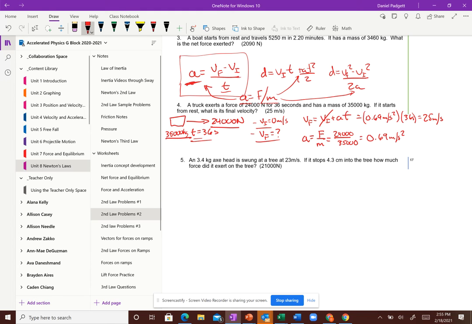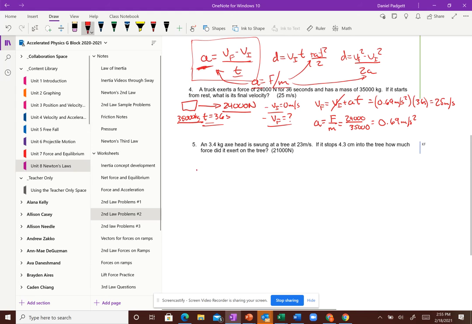In the second problem, we have a 3.4 kilogram axe head swung at a tree at 23 meters per second. So we know our mass is 3.4 kilograms. We know that axe head, as it was moving into the tree, is traveling at 23 meters per second, so that's going to be our vi. It stops a distance of 4.3 centimeters into the tree. And because it stops, our final velocity is going to be 0. We want to know how much force it exerted on the tree.